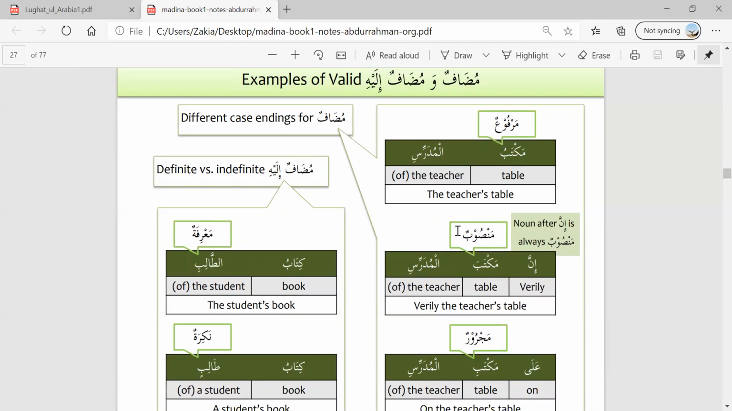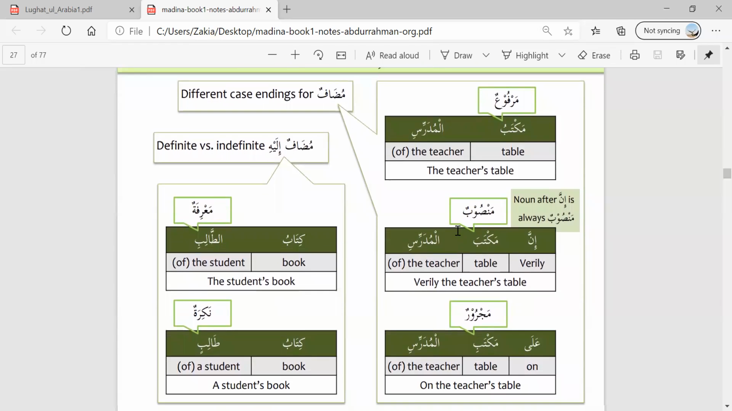Mudarrisi is with a kasra because it's mudaf ilayh. So that would be in kasra. So here we have the noun after inna. Inna basically can mean indeed or verily. It is used for tawqid, which is emphasis. So the noun after inna is always mudaf.